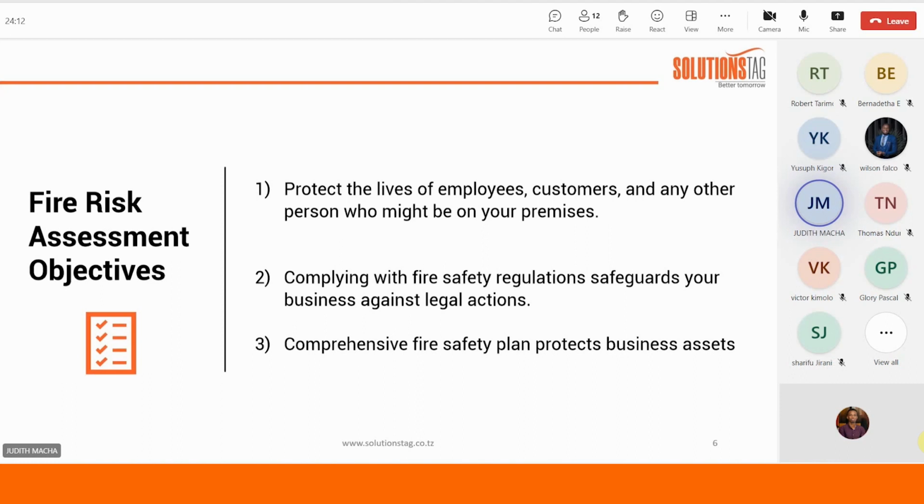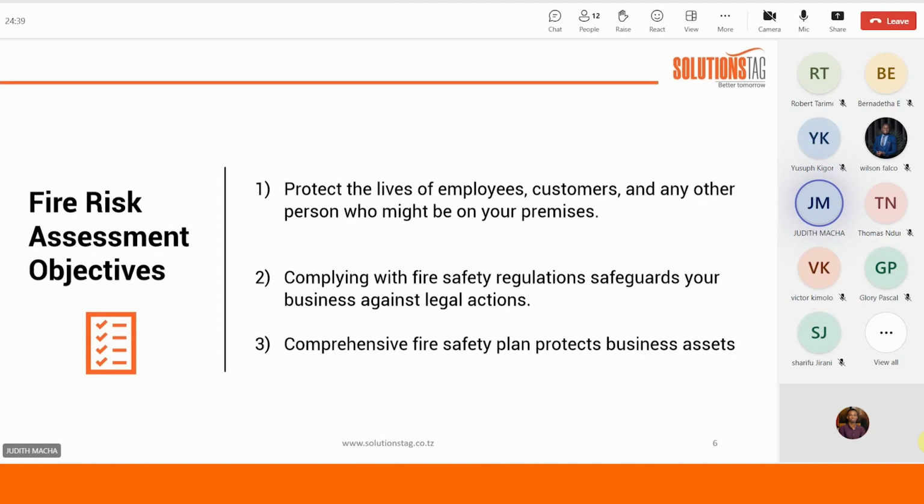But again, you need to have a comprehensive fire safety plan. You need to have a plan that can protect your assets. You need to have a plan that can protect your equipment. Then this fire risk assessment can be one of the tools that can give you that plan, which can ensure that your business assets are protected or your people are protected, and then you comply to whatever regulations.